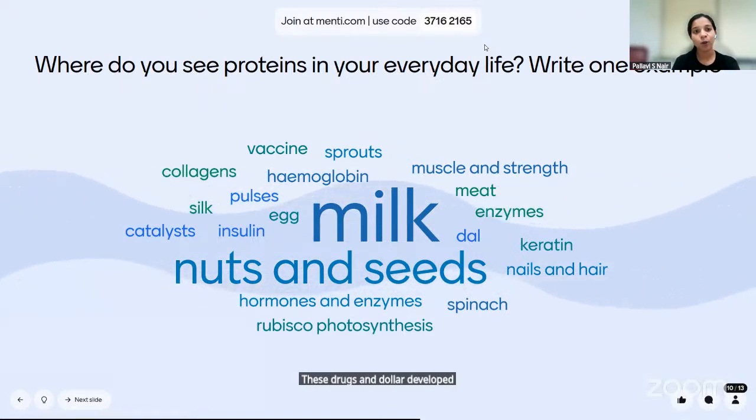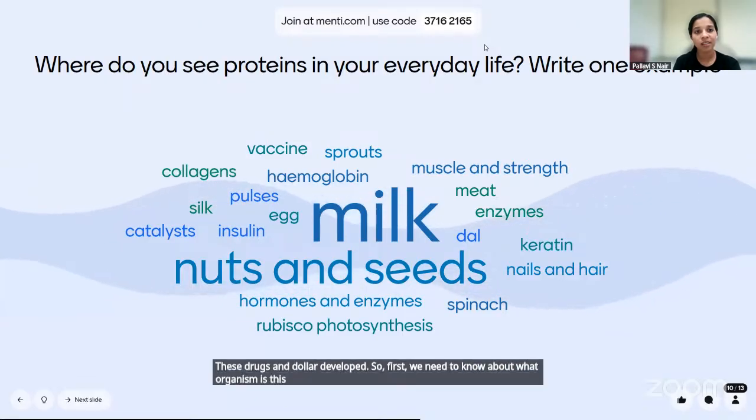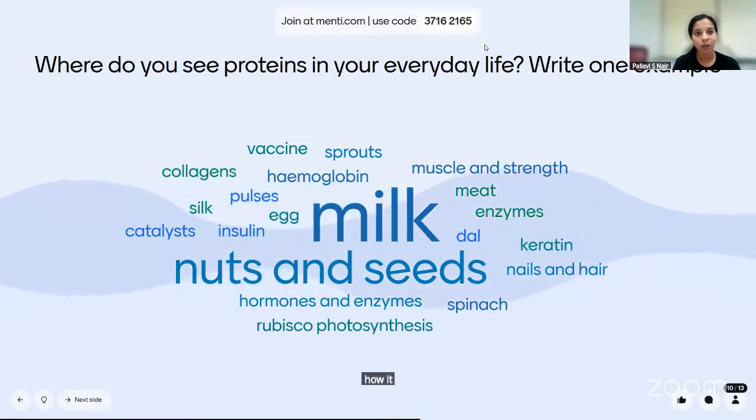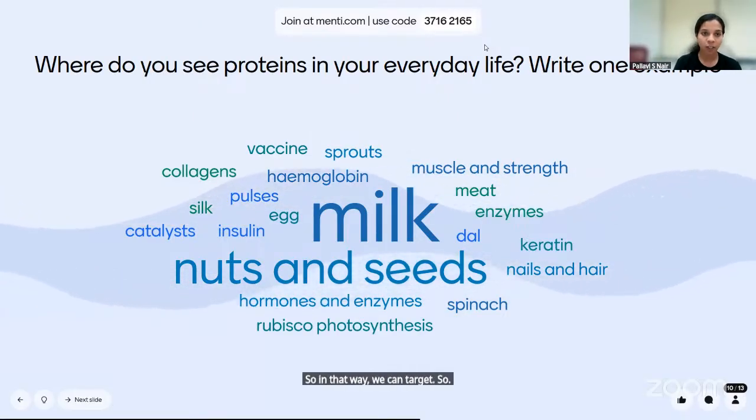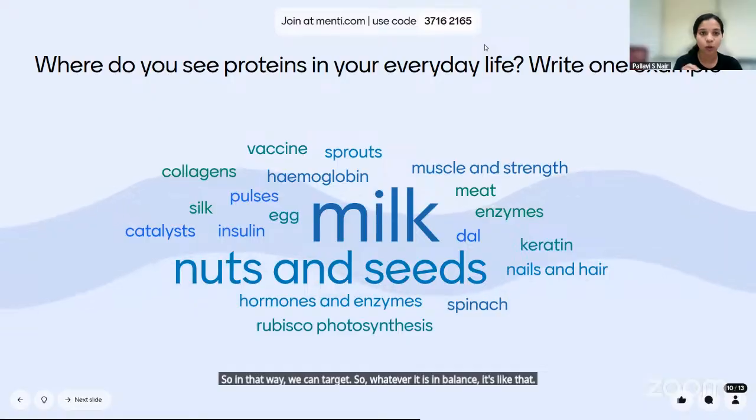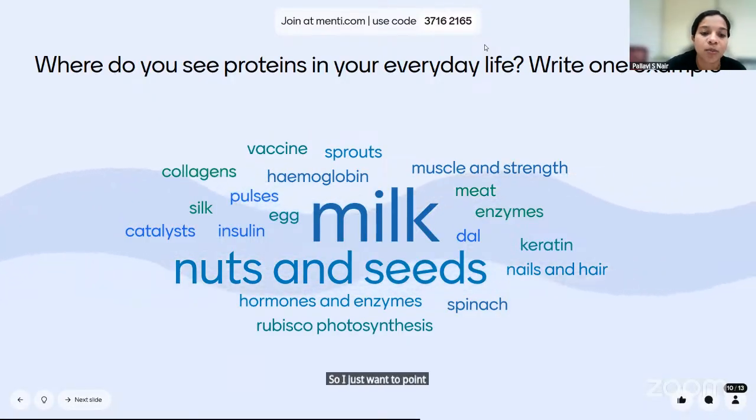First we need to know what organism this is, what worm this is, how it is working, and how it is reproducing inside the body. In that way we can target it. Whatever it is in biology, it's like that. I just wanted to point this out at this moment.